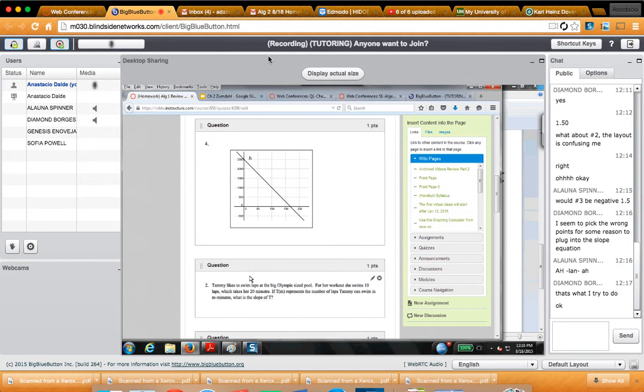And by the way, Alani, it didn't look to me like the answer was 1.5 for question 4. I agree with you that it was negative. I don't think it's 1.5 though.